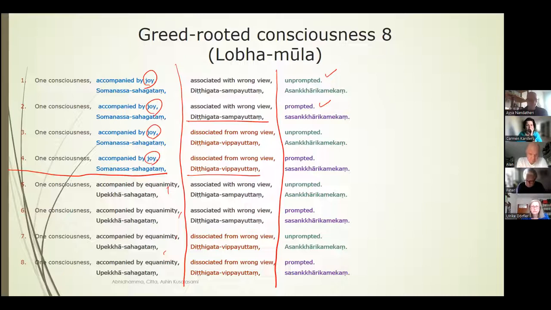So my first point is to remember all this consciousness. The next step is to understand, and the next step may be to apply it in your daily life. So the first step is, please try to remember all these kinds of Chitta. This group, greed-rooted consciousness, is 8.